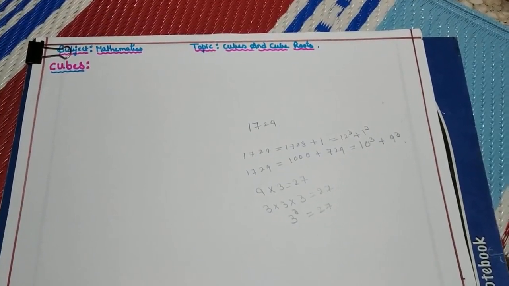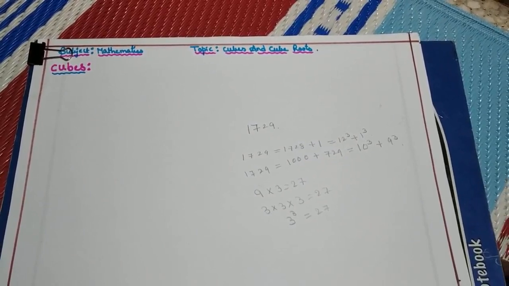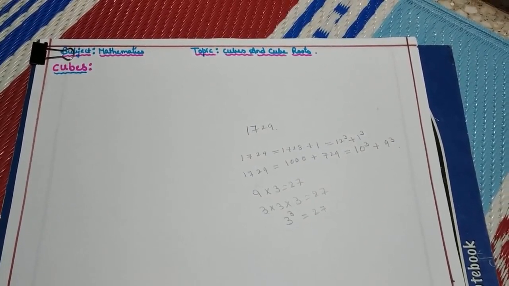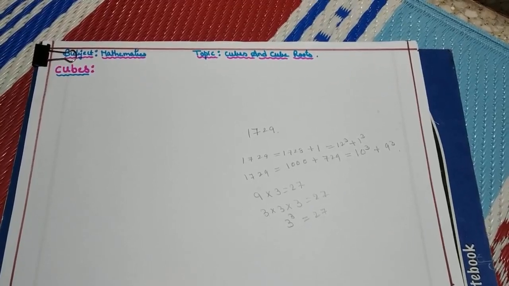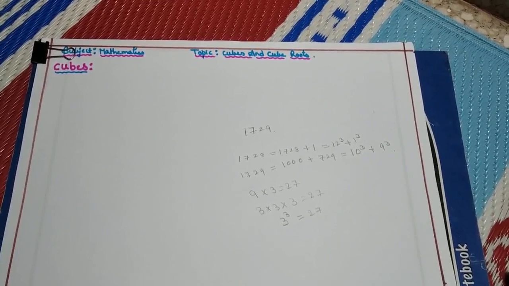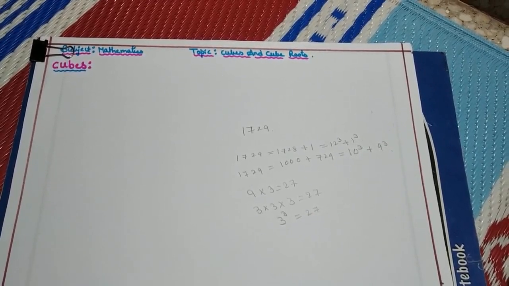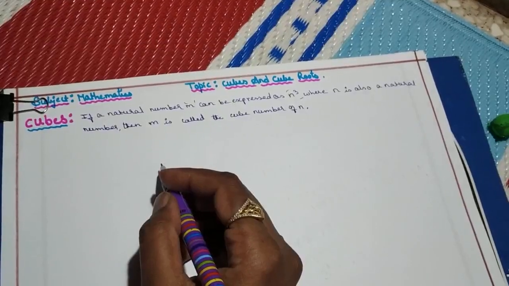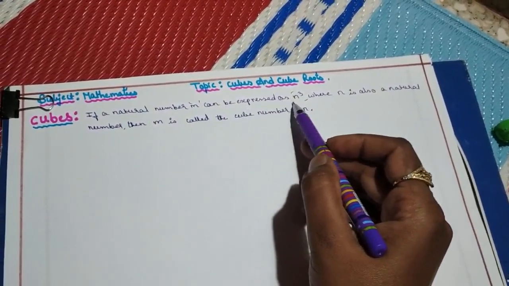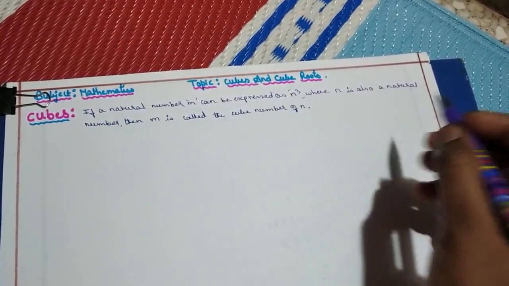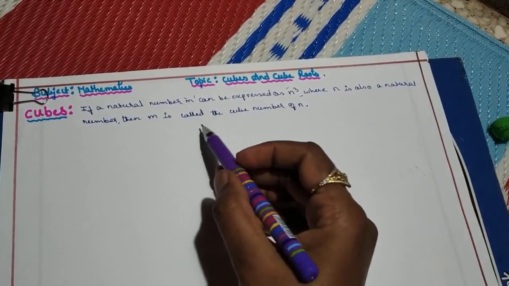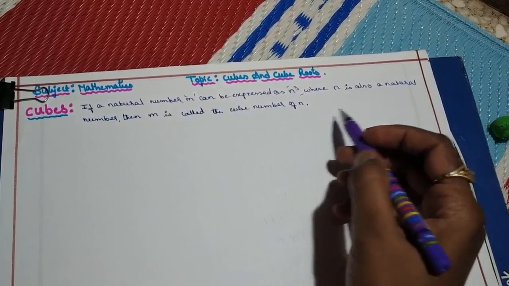In a similar way, if I take a natural number m which can be expressed as n cube, where n is also a natural number, then we say m is called the cube number of n.